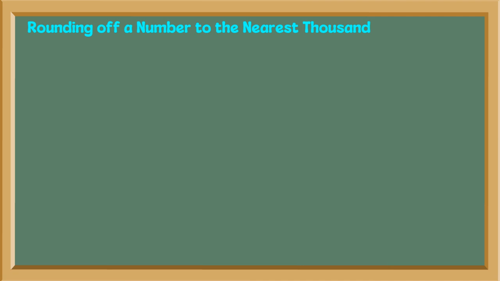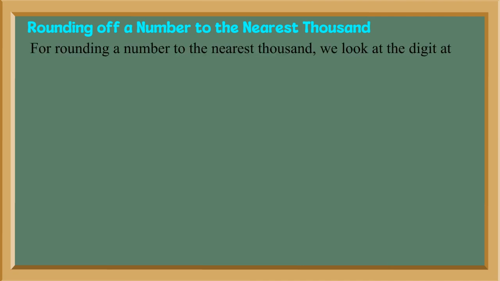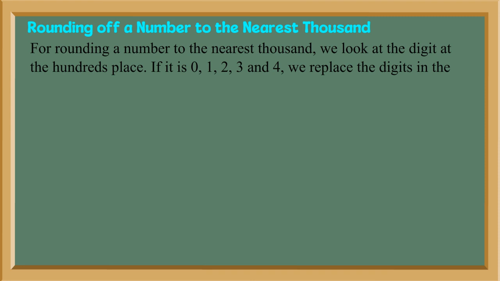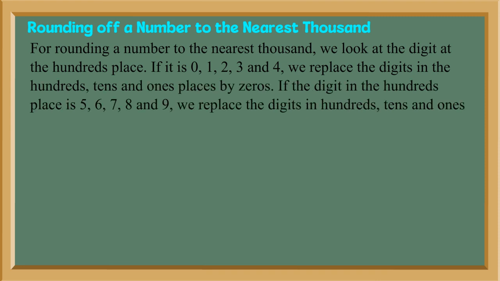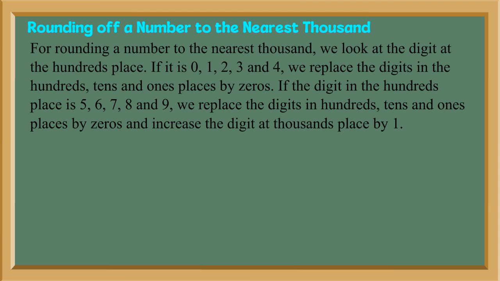Rounding off a number to the nearest 1000. For rounding a number to the nearest 1000, we look at the digit at the hundreds place. If it is 0, 1, 2, 3 and 4, we replace the digits in the hundreds, tens and ones places by zeros. If the digit in the hundreds place is 5, 6, 7, 8 and 9, we replace the digits in hundreds, tens and ones places by zeros and increase the digit at thousands place by 1.